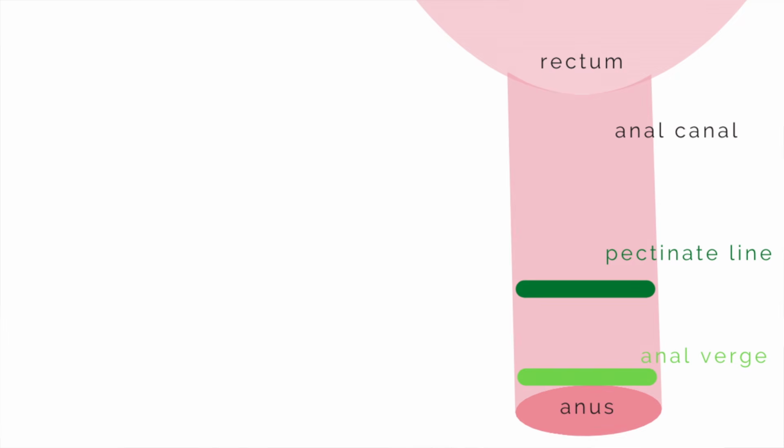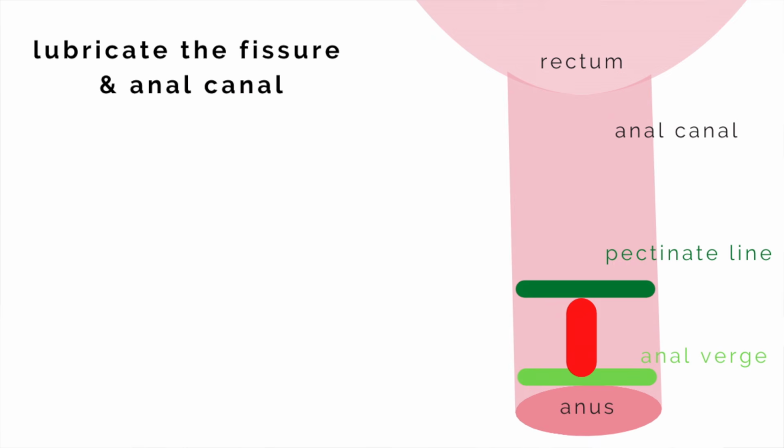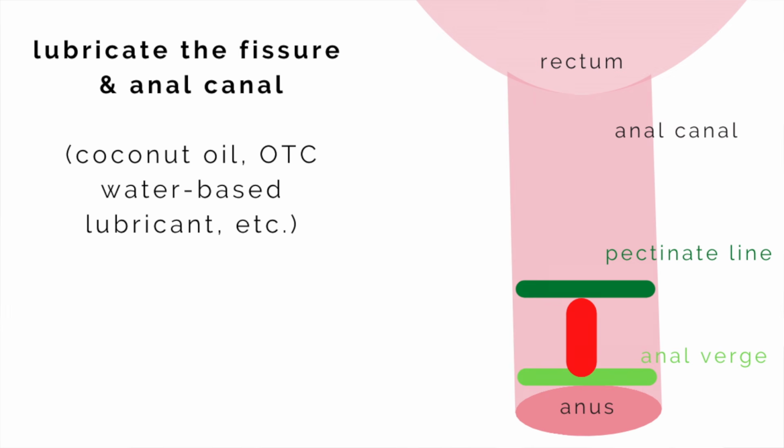Instead, let's talk about a bowel routine that you can implement to not only decrease pain during bowel movements, but also to make your fissure less irritated during those bowel movements, which will hopefully help it heal faster. First, before you sit down to defecate, you want to protect your healing fissure by lubricating it and your anal canal. You can use coconut oil or any over-the-counter water-based lubricant that you like.